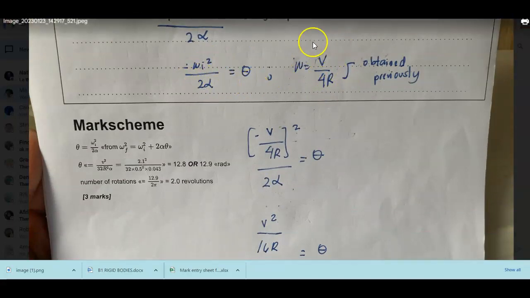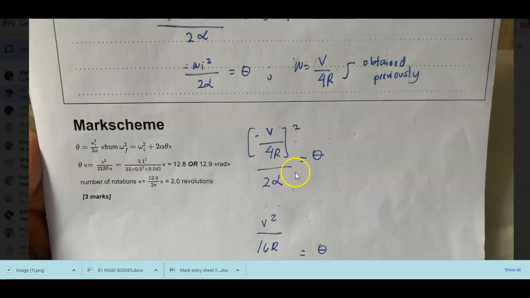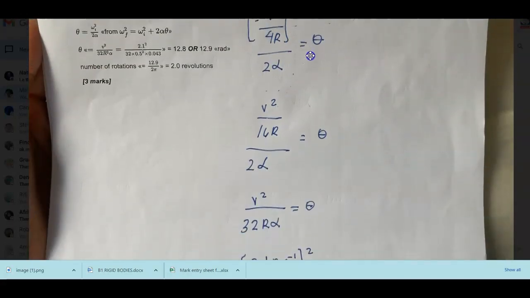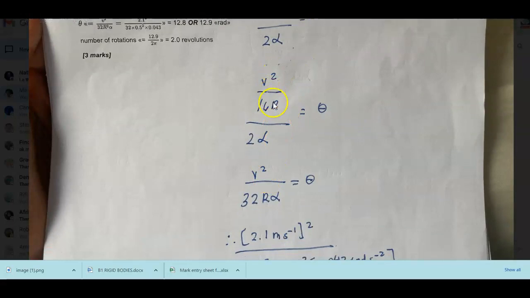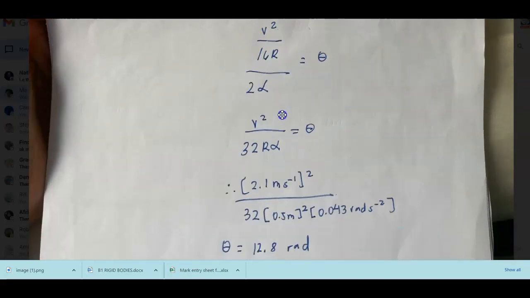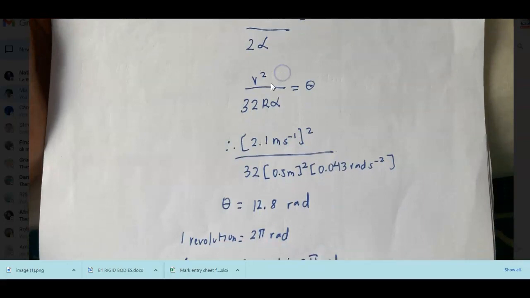We know previously that omega is actually equal to V over 4R. Thus, we substitute the values here in the numerator, becomes negative (V over 4R) squared over 2 alpha. Simplifying, this gives us V squared over 16R over 2 alpha is equal to theta. As we know, we get the inverse since this is a fraction. Thus, we can finally say that V squared over 32R alpha is equal to theta.